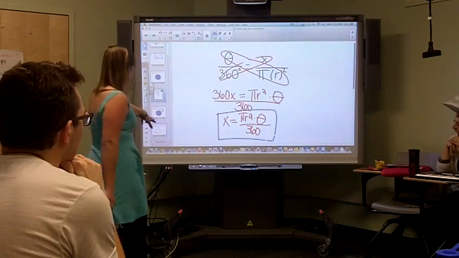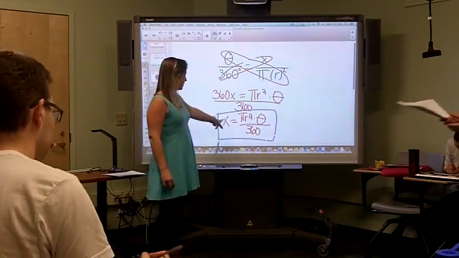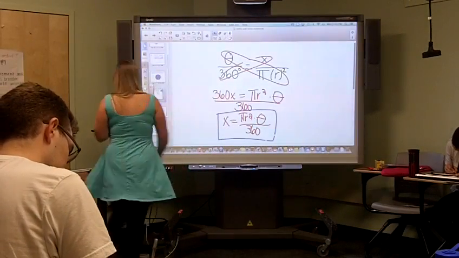Okay. So I want everyone to copy this formula to their notes, because this is going to be how to find the area of a sector, if x equals the area of a sector.